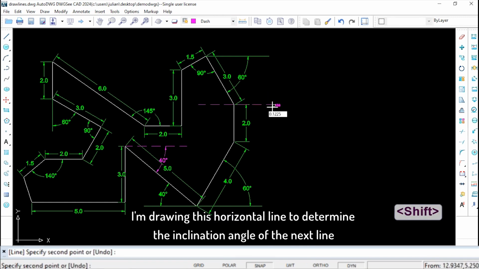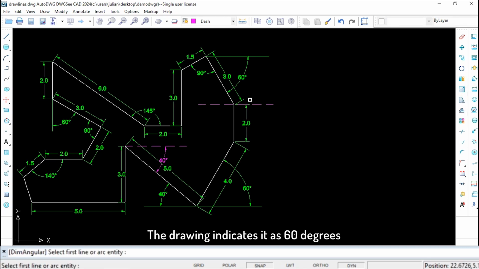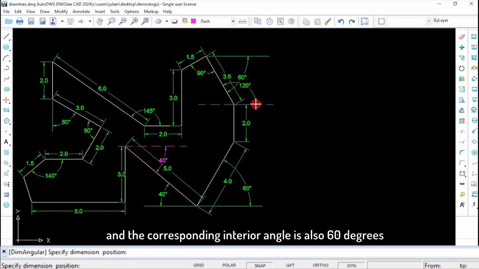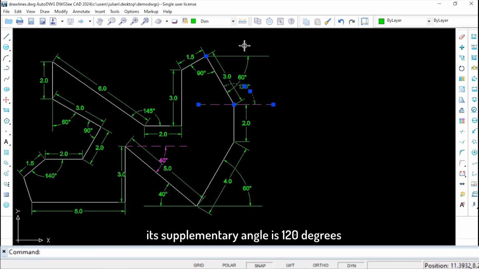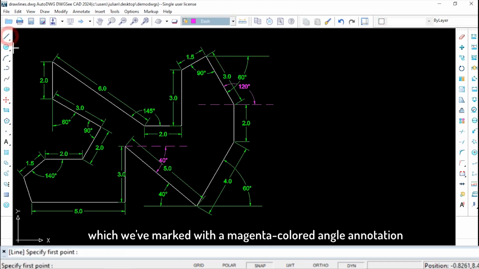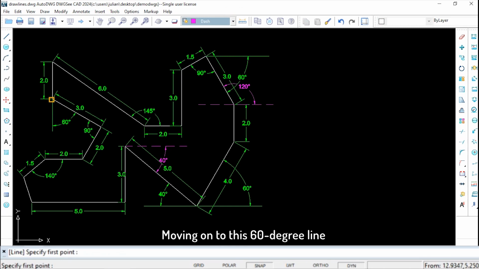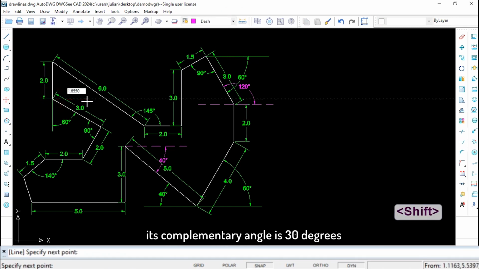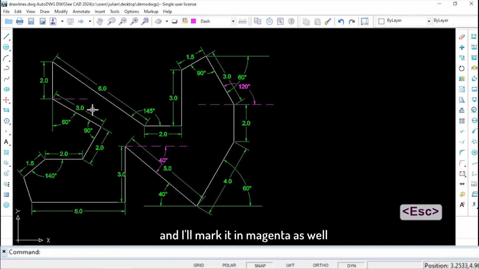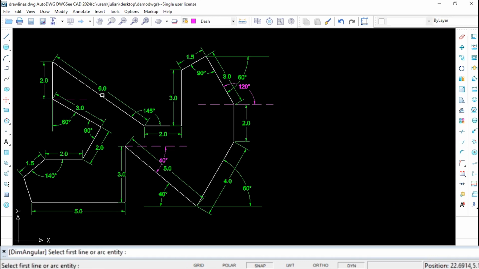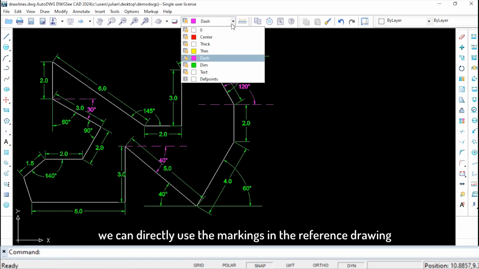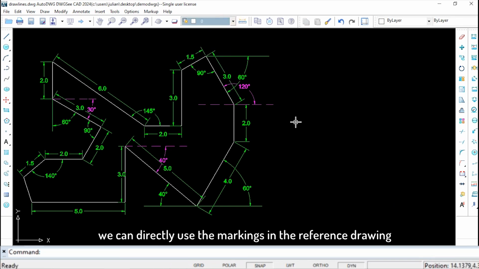Next, I'm drawing this horizontal line to determine the inclination angle of the next line. The drawing indicates it as 60 degrees, and the corresponding interior angle is also 60 degrees. Therefore, its supplementary angle is 120 degrees, which we've marked with a magenta-colored angle annotation. Moving on to the 60-degree line, its complementary angle is 30 degrees, and I'll mark it in magenta as well. For the angles of other lines, we can directly use the markings in the reference drawing.